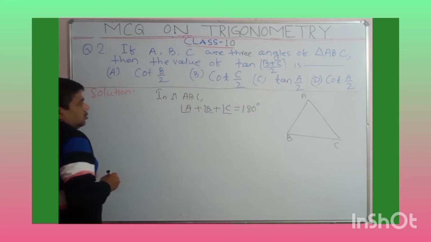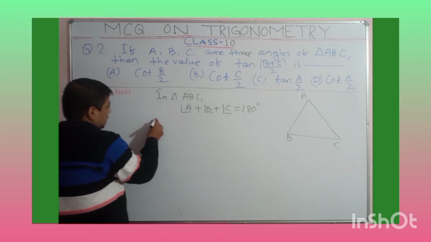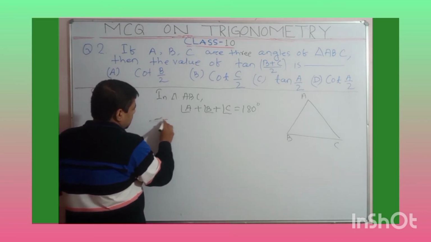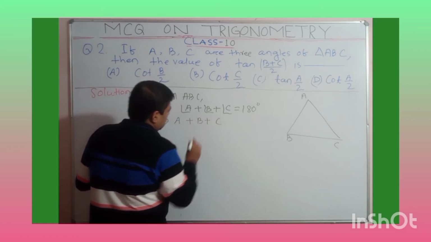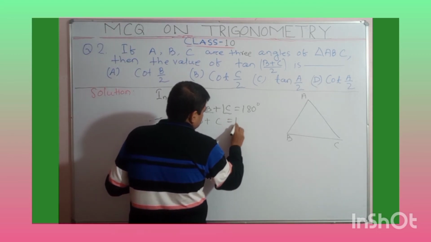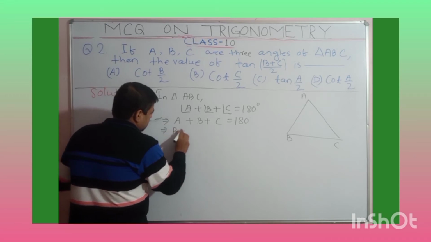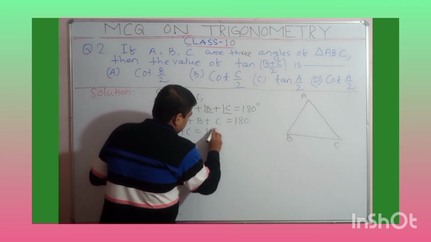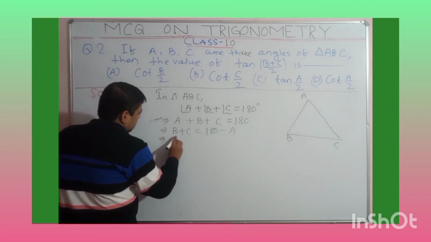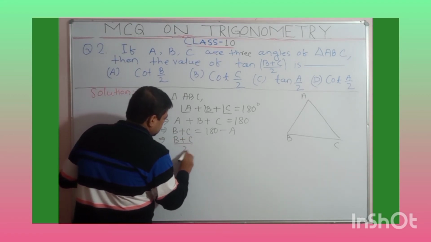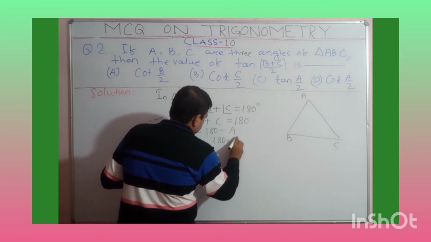Yes or no? So to find out tan of (B plus C) upon 2, let us see. Remove the angle sign. So A plus B plus C is equal to 180 degrees. Understand? So that implies B plus C is equal to 180 minus A, by transposing A. Then divide both sides by 2: (B plus C) upon 2 is (180 minus A) upon 2, right?